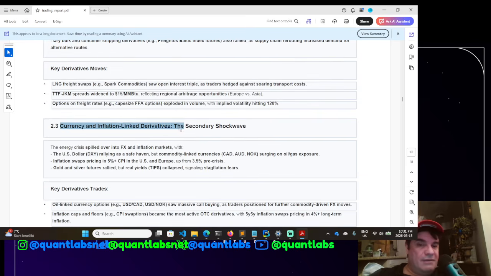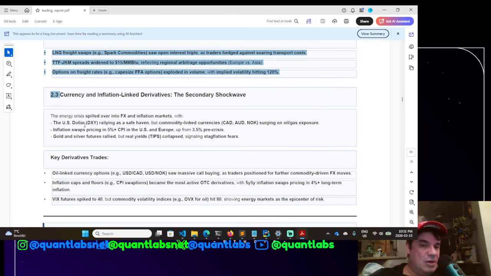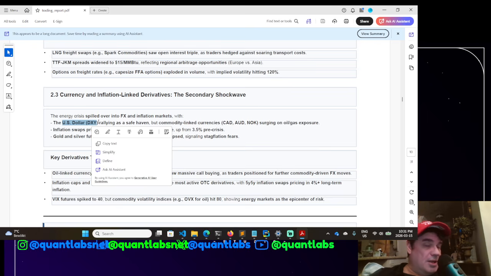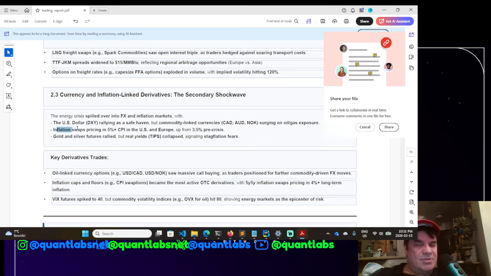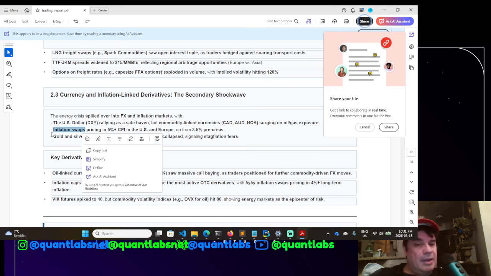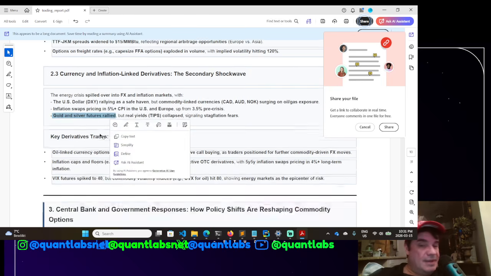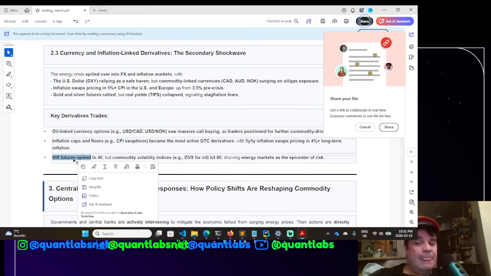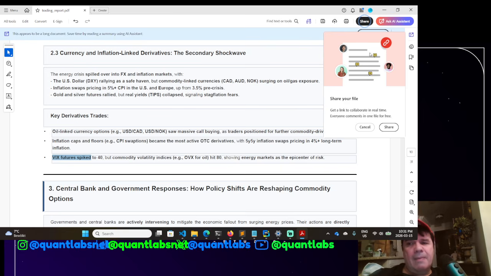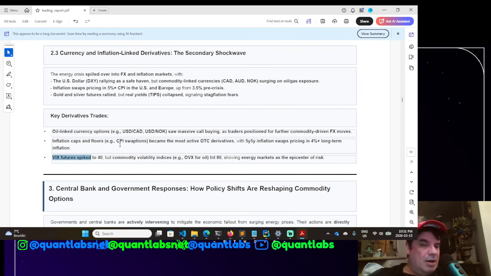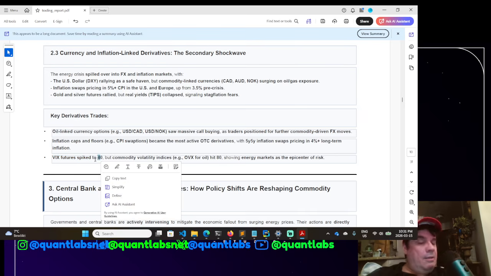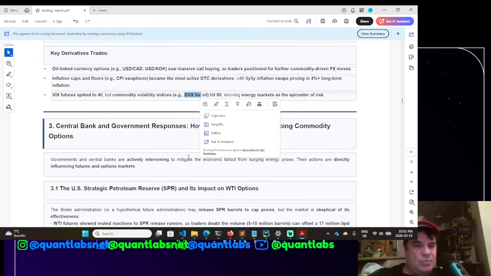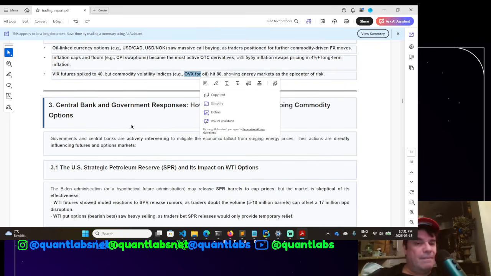Okay, then we have currency inflation, things that get impacted as well. What happens to the US dollar, which again you could trade? What happens to the swaps? I mean, that's big boy money. We also have gold and silver. What happens to them? This is the big one here, the VIX. When you look at the markets that go bad, usually the VIX will spike to 40 as an example. And then, of course, you have OVX as well, which is an ETF, I believe.